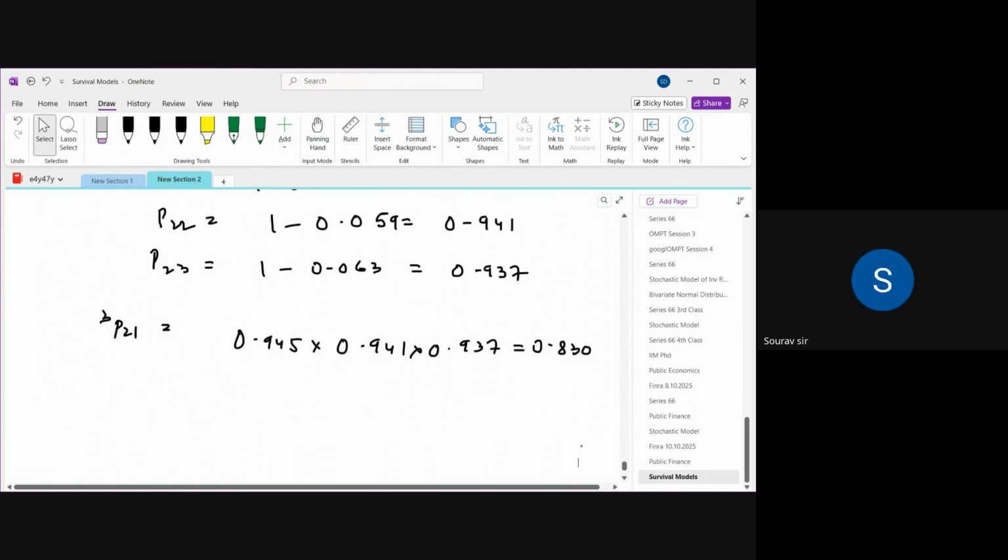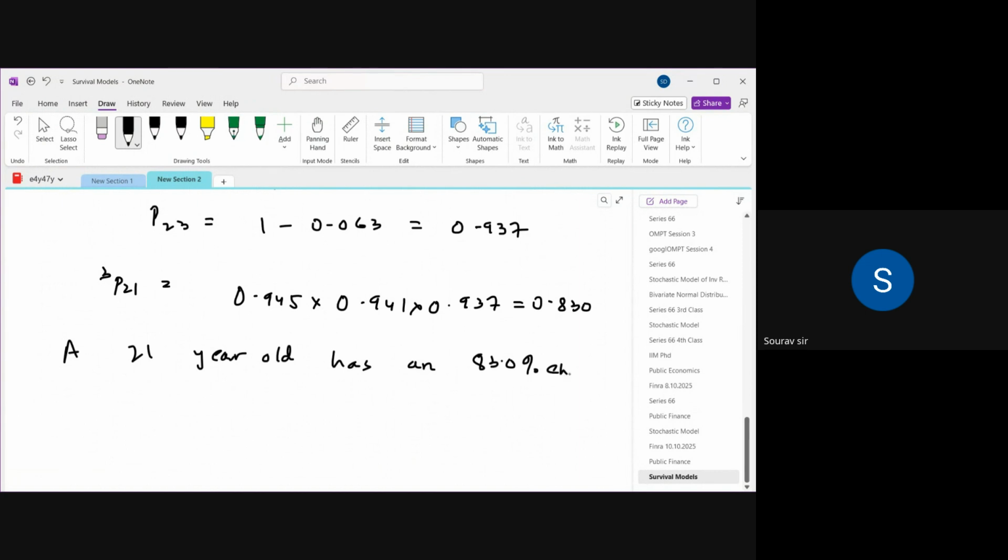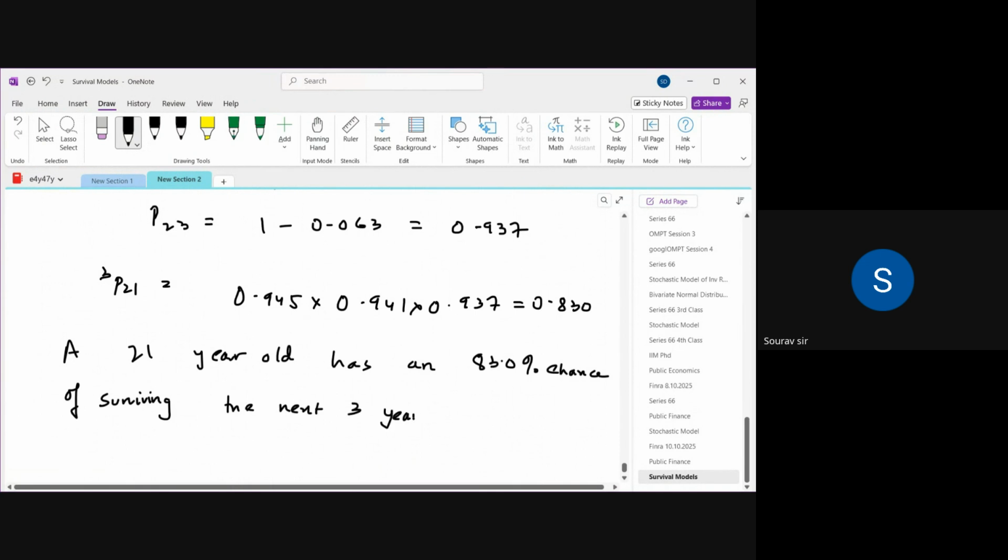So what is the interpretation? What was your answer? 0.833. Okay. So here a 21-year-old has an 83% chance of surviving the next 3 years to age 24.